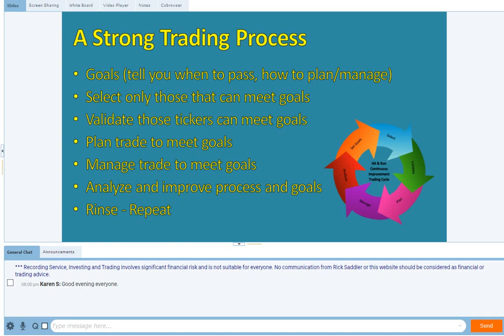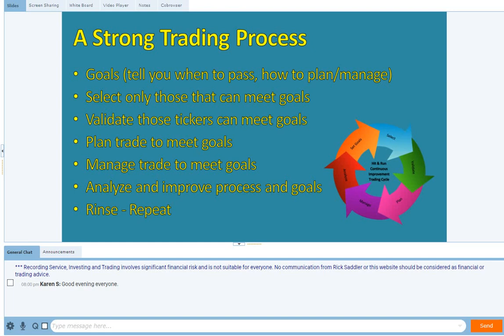So you start by setting good, strong goals, and that's going to tell you when to pass on a trade, and how to plan and how to manage a trade in order to achieve your goals. Then you select charts that will obviously be able to meet those goals. You validate that the particular setup will meet your goals and plan the trade specifically to take your goal off as quick as possible. And then you manage your trade, again, towards those goals. And you record everything that you do, all of your trade adjustments, as well as the plan, as well as the actual execution if your fills are different than your plan and so forth.